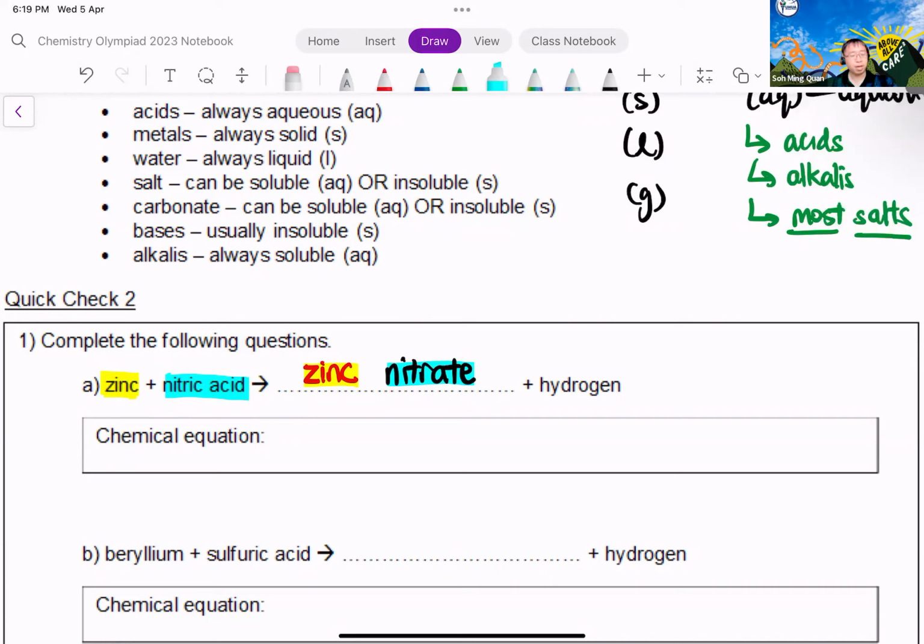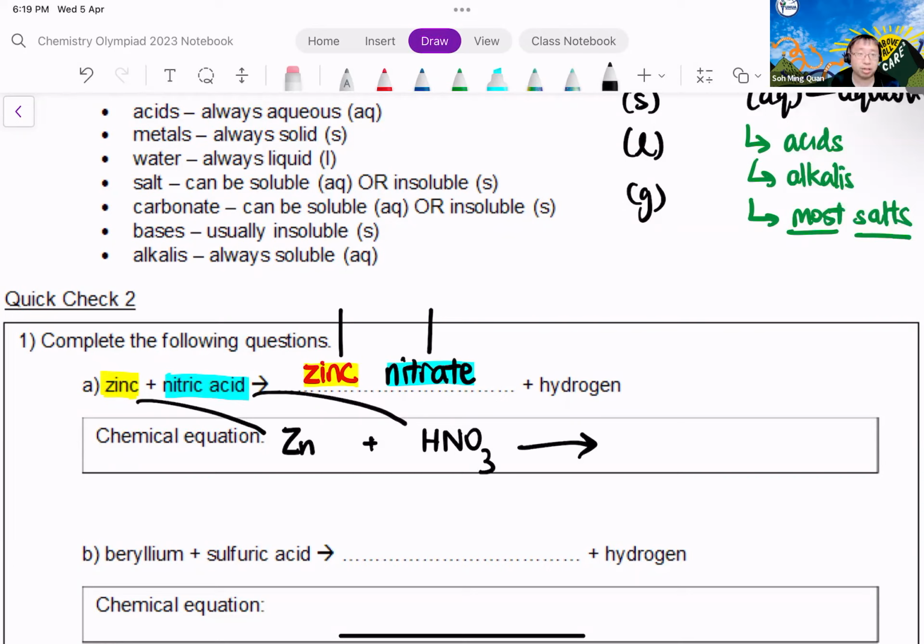All right. Now the next step is, of course, to write the correct formula. Please don't rush. You need to know that zinc is Zn. Nitric acid is HNO3. The next step is zinc nitrate. Zinc nitrate is the complicated one because it's an ionic compound. You need to think of the charges.